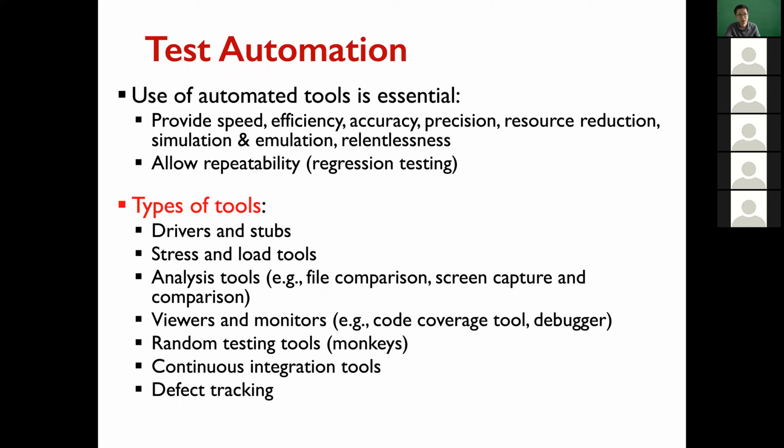So actually, test automation is very popular for software testing. So we use many automated tools to support automated testing. There are many different types of tools. Like as I said, drivers and stubs, something we don't need to write ourselves, so the tools can help us write it. And there are stress testing and load testing tools, test analysis tools, test report tools, and other tools.